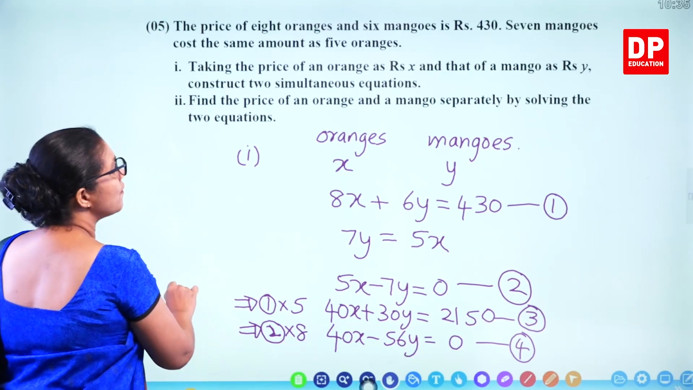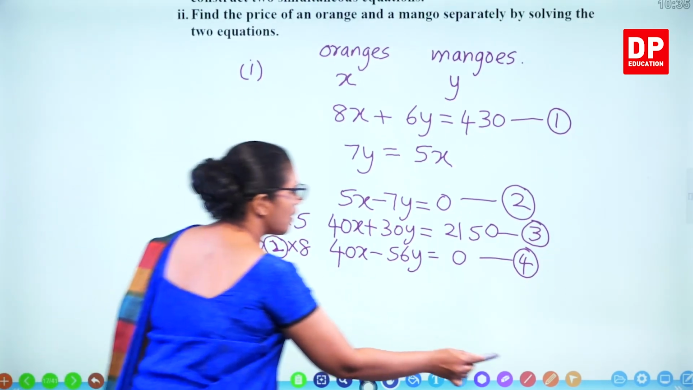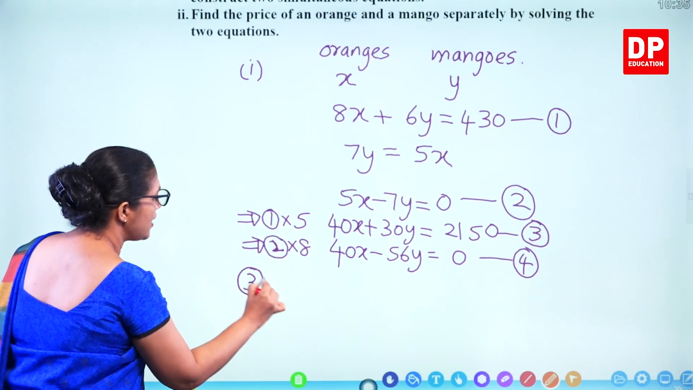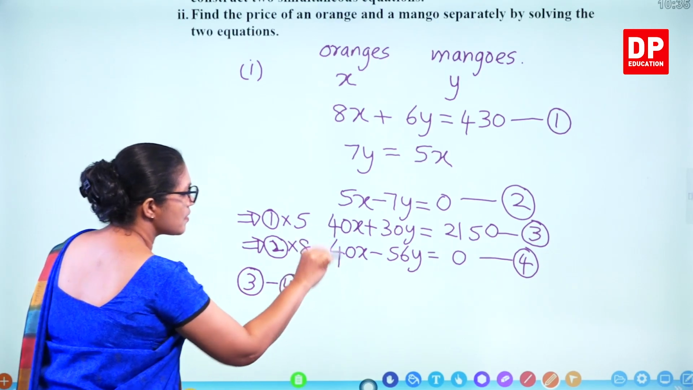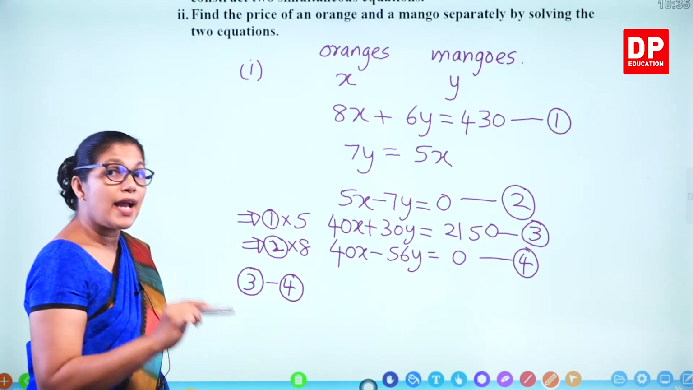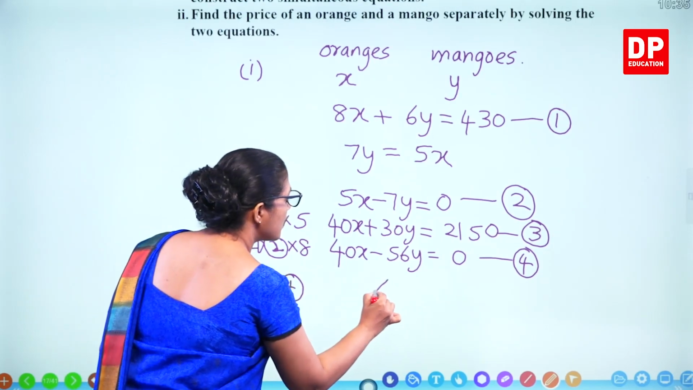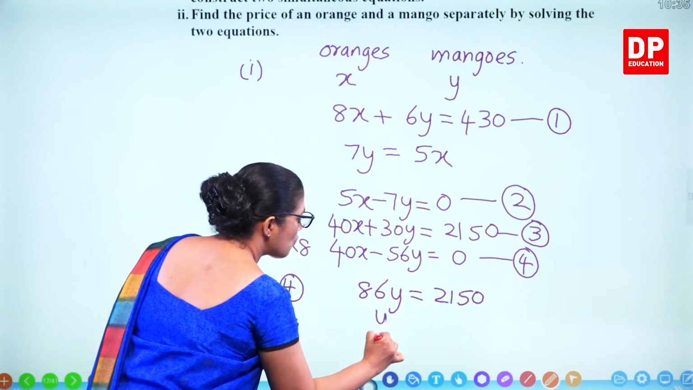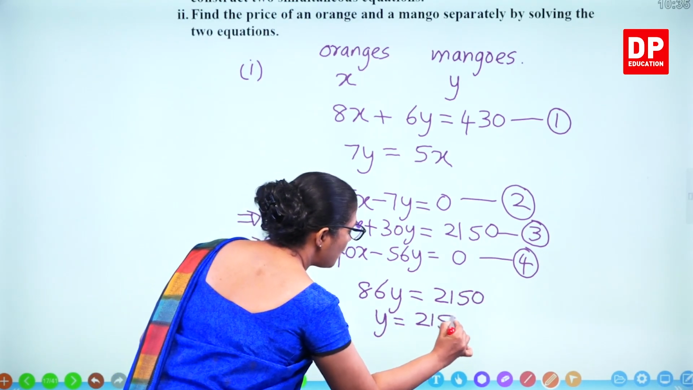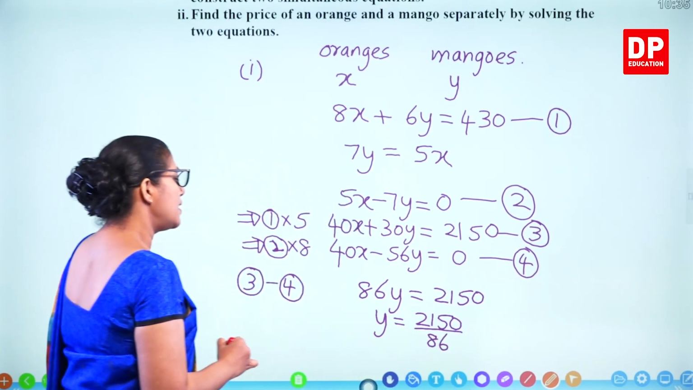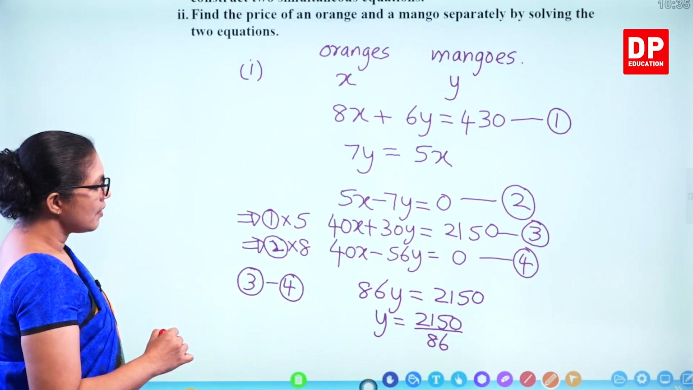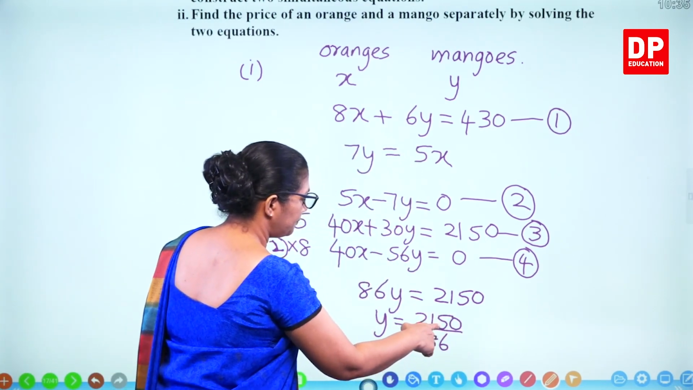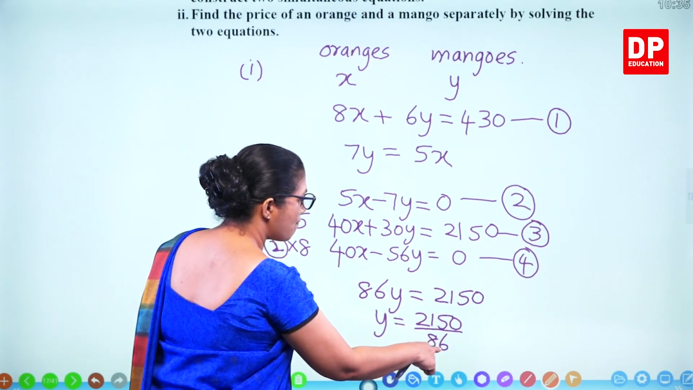So how do you solve this one? Subtract. So I'll take 3 minus 4. The 40x gets cancelled out here. 30 minus minus 56 becomes addition: 86y equals 2150. So what's y? 2150 divided by 86. So you get how many? 25.